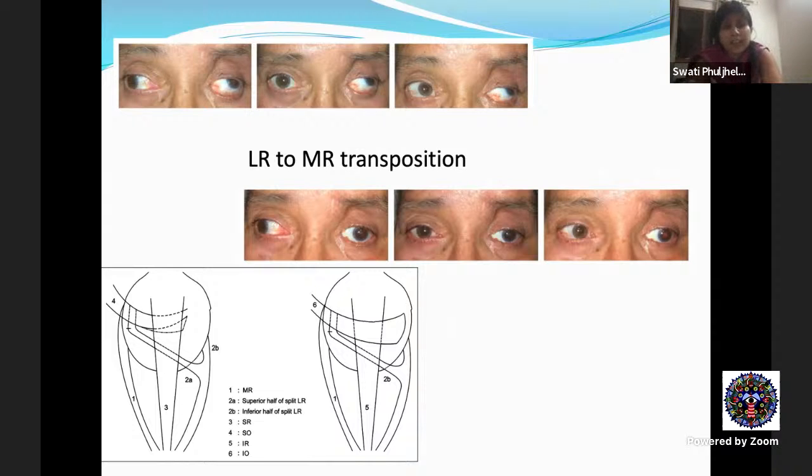And that can be done either by splitting the lateral rectus into two limbs and then transposing both of them superiorly and inferiorly, or depending on the accompanying vertical deviation, the entire belly of the lateral rectus can be transposed superiorly or inferiorly, depending on the vertical deviation you have associated with the horizontal deviation.